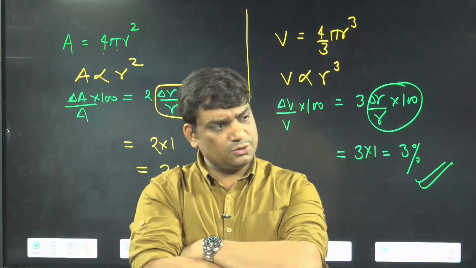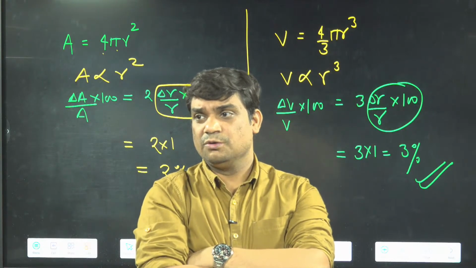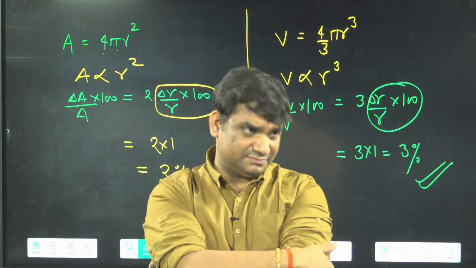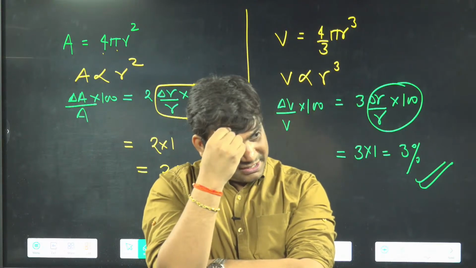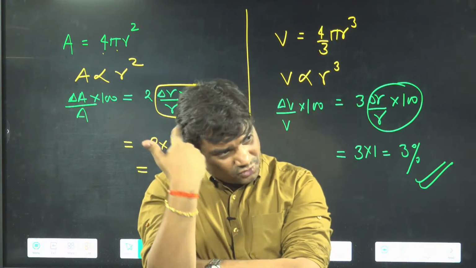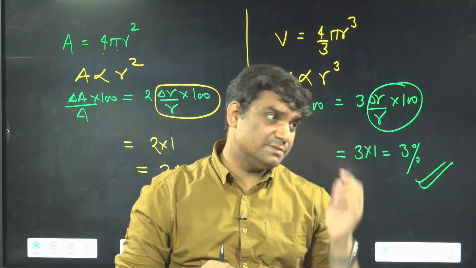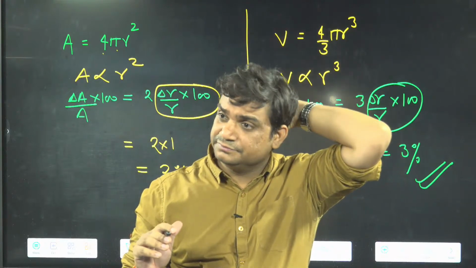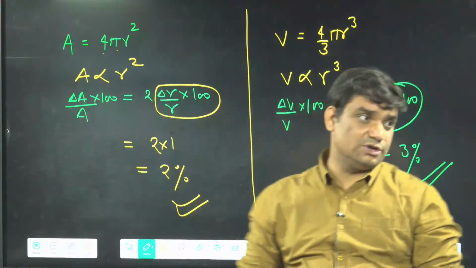And if I ask one more question: radius 0.3%, then area 0.6%, and what about the volume? Volume, you will say 0.9%. Okay, I hope you can remember this thing. Yes. You have to remember this now.